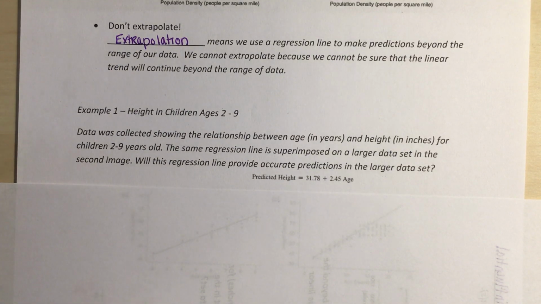So we finished off our interpretation mistakes that we want to avoid by mentioning the word extrapolation. Again, extrapolation means we use a regression line to make predictions beyond the range of our data. This is definitely something that we want to avoid. So we're going to take a look at this example here.